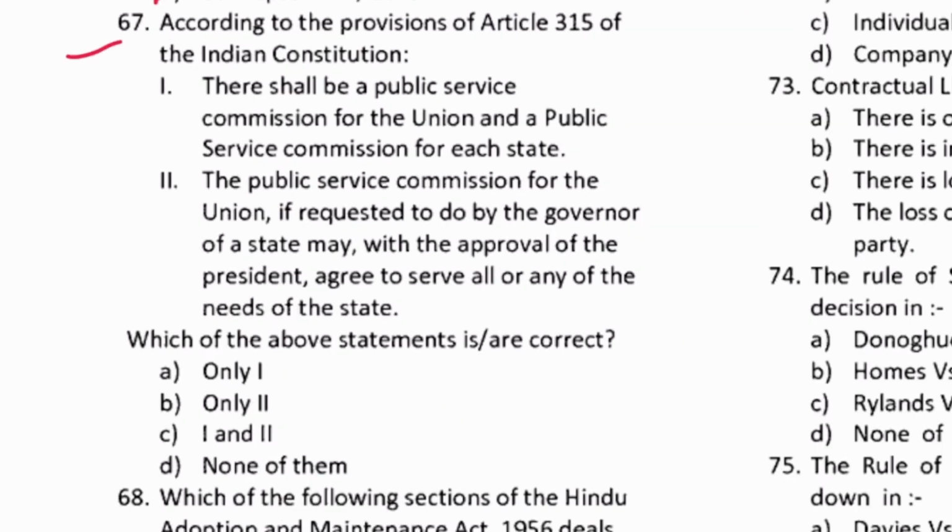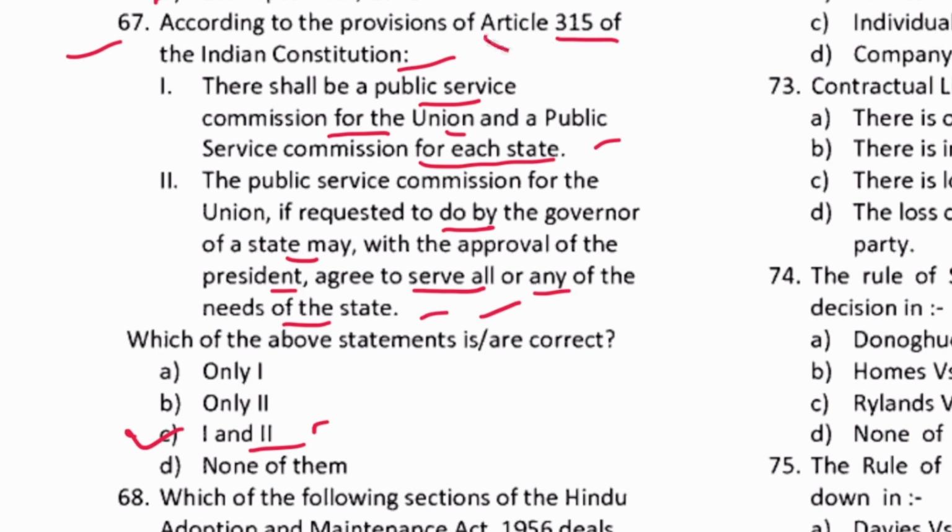Next 67. According to the provision of Article 315 of the Indian Constitution, there shall be a Public Service Commission for the Union and for each state. This is correct. The Public Service Commission for the Union, if requested to do so by the Governor of a state, may, with the approval of the President, agree to serve all or any of the needs of the state. This is also correct. So both are correct. C is the answer, 1 and 2. Article is mentioned here.